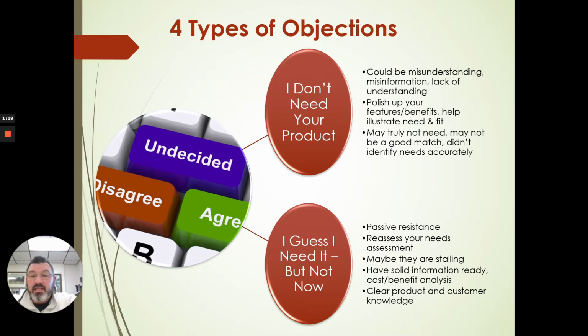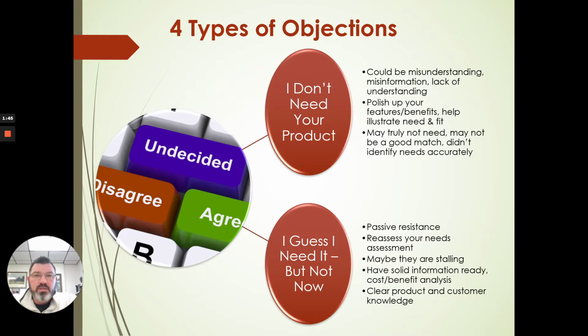Next is the, I guess I need it, but not right now, type of objection, and oftentimes this is coupled with some passive resistance as well. Occasionally, maybe a stall tactic is kind of putting you off. So, really have solid information ready. Be ready to revisit your cost-benefit analysis, maybe your key features and benefits. Have very clear product and customer knowledge.